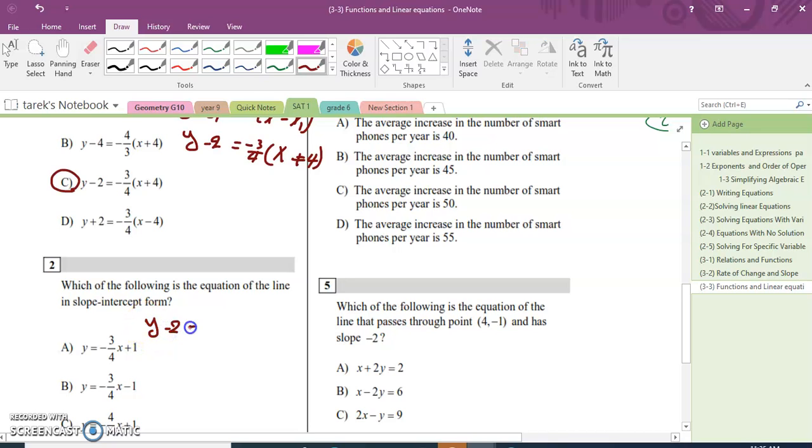Look, y minus 2 equals -3 over 4 multiplied by x will be -3 over 4x, and -3 over 4 multiplied by 4. If you multiply this by 4, the 4 cancels the 4, it will be only -3. Right, and get this -2 to the other side. And this will be -3 and +2. -3 and +2 equals -1. So the answer will be number B.